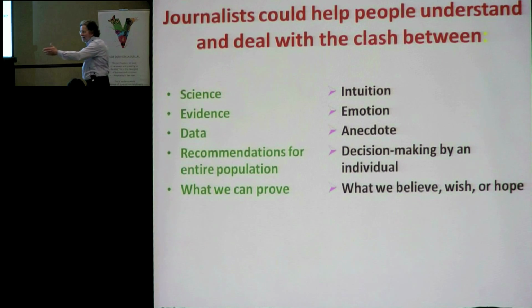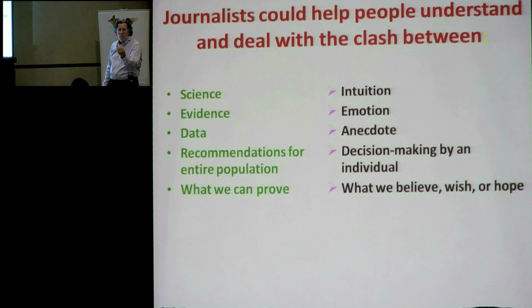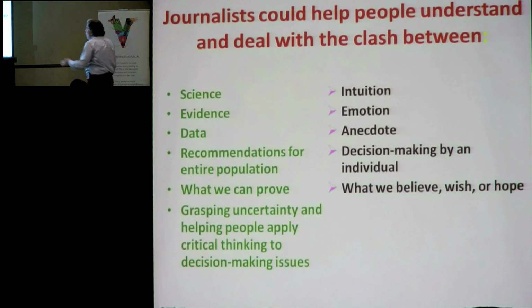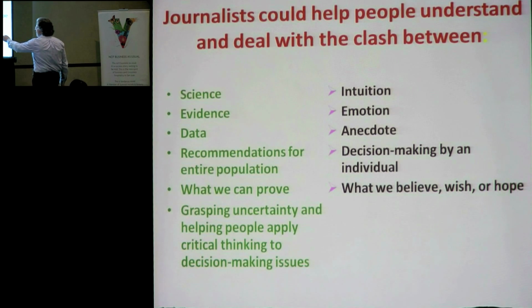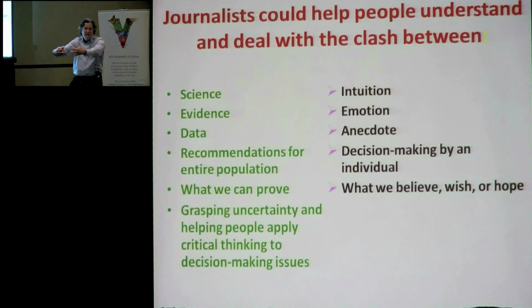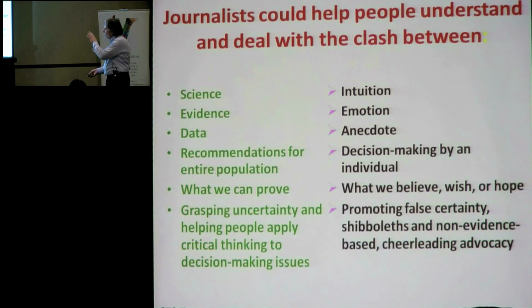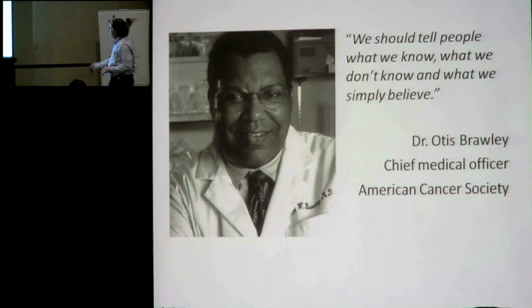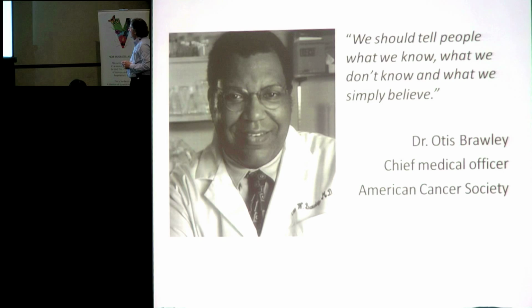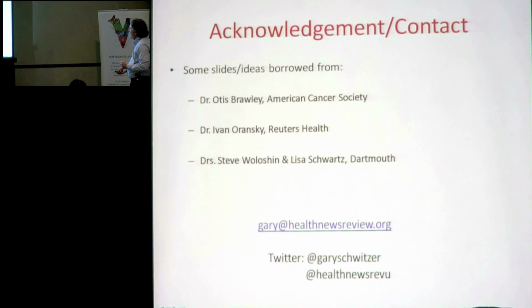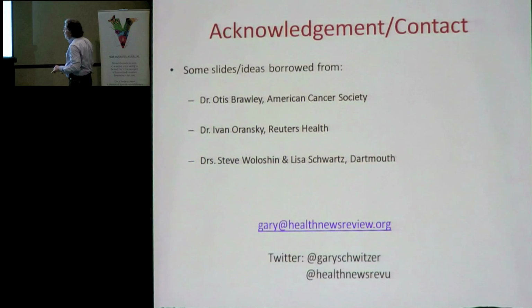Anna, you used Dr. Brawley's line. We need to communicate to people what we know, what we don't know, and what we simply believe. We could help people understand the difference between grasping uncertainty and helping citizens apply critical thinking to decision-making issues. The difference between that and promoting false certainty and non-evidence-based cheerleading advocacy. This is Otis Brawley. That's that quote that Anna and I both used. I want to acknowledge I took some of these slides from Dr. Brawley, from Ivan Oransky, and from Steve Woloshin and Lisa Schwartz.